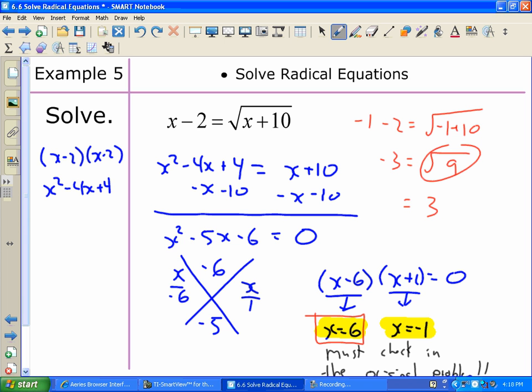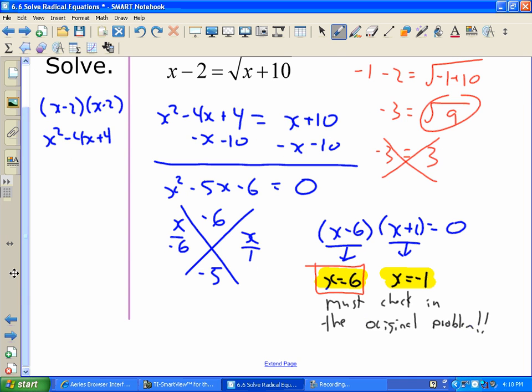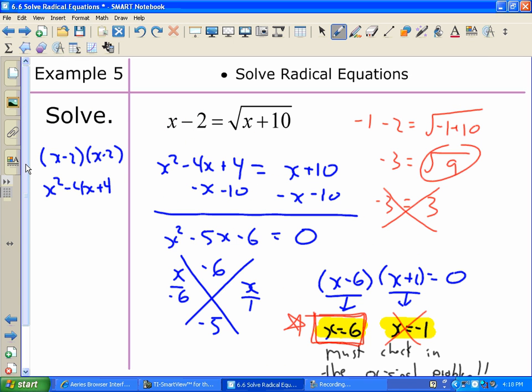The square root of 9 is 3. Square roots, by definition, are positive. Negative 3 does not equal positive 3. Those numbers are different numbers. So negative 1 is not a solution to this problem. X equals 6 is my solution. I only have one solution to this problem, and it is x equals 6. Remember to check both your answers.